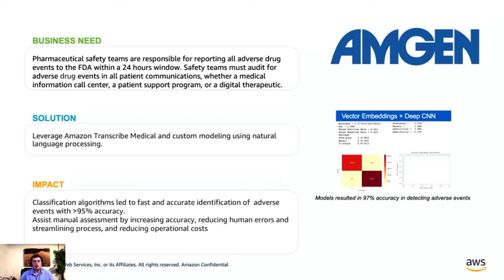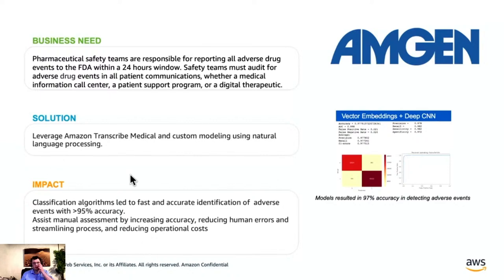This example comes from Amgen, where very broadly, pharmaceutical companies are responsible for reporting adverse drug events to the FDA, generally within a 24-hour window. This is a complex problem frequently because you might get adverse event reports from all kinds of locations. They might be in a phone call. They might be in unstructured text. So getting this to a stage where even detecting the adverse drug event can be challenging, and recognizing this is an adverse drug event, and then using that to report can be complicated.